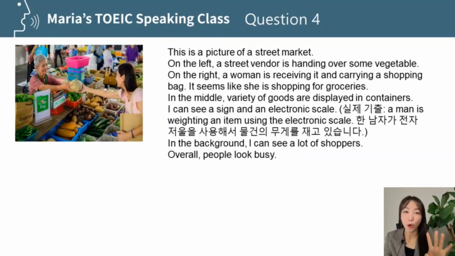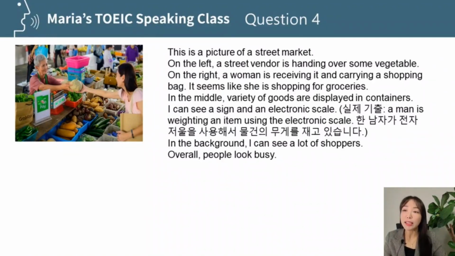야외 시장. 요거 좀 어려웠어요. 실전 문제에서도. This is a picture of a street market. 야외 시장 사진인데요. On the left, a street vendor. 자, 노점 상인이 is handing over, 손으로 건네주고 있어요. Some vegetable, 약간의 야채를. On the right, 오른편에는 a woman is receiving it. 여자분이 그걸 받아내고 있습니다.